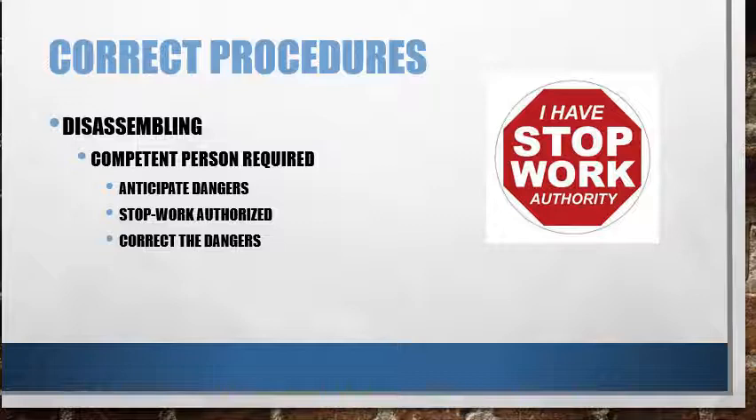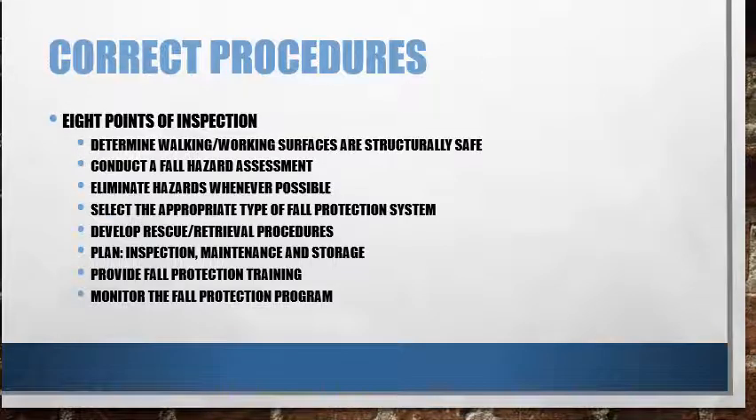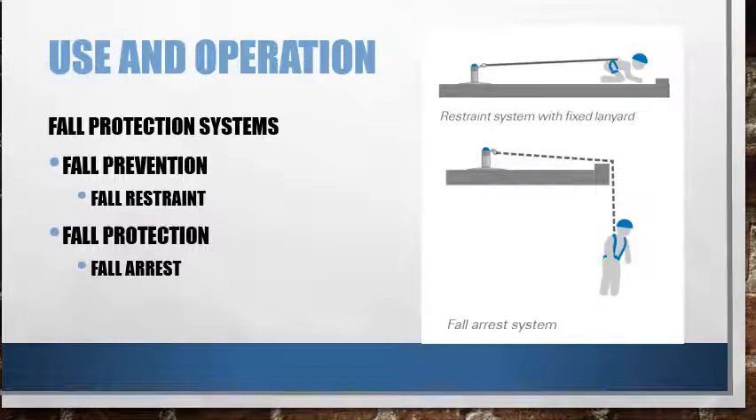The 8 points of inspection that should be followed when inspecting equipment is to determine walking and working surfaces are structurally safe, conduct a fall hazard assessment, eliminate hazards whenever possible, select the appropriate type of fall protection system, develop rescue retrieval procedures, plan on inspection, maintenance, and storage, provide fall protection training, and monitor the fall protection program. So let's talk about the use and operation of different fall protection systems.